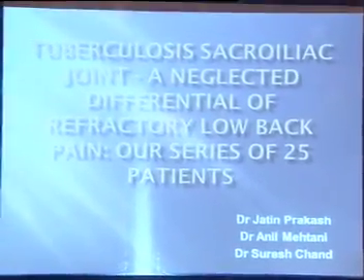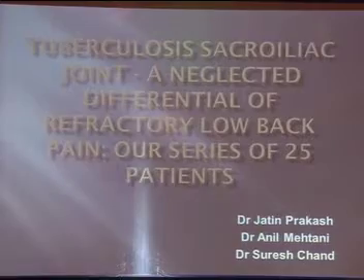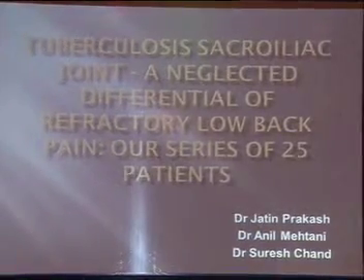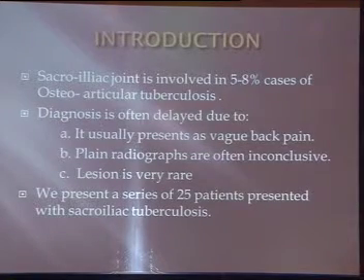Good afternoon, everybody. I am presenting our experience regarding tuberculosis of the SI joint, a neglected differential of refractory low back pain, in a series of 25 patients. The sacroiliac joint is involved in 5 to 8% of cases of osteoarticular tuberculosis. The diagnosis of SI joint TB is often delayed due to its presentation as vague back pain, and plain radiographs are usually normal. SI joint involvement is very rare in osteoarticular tuberculosis, so this differential is not usually considered by the treating clinician.